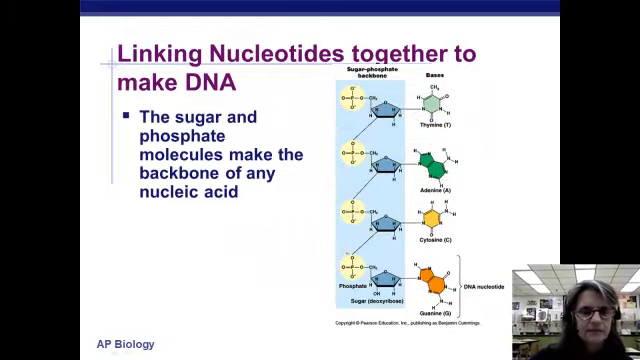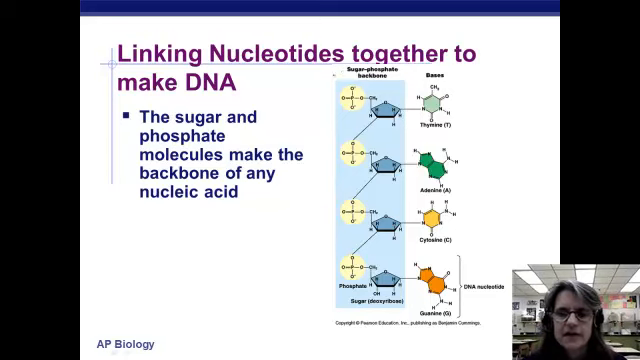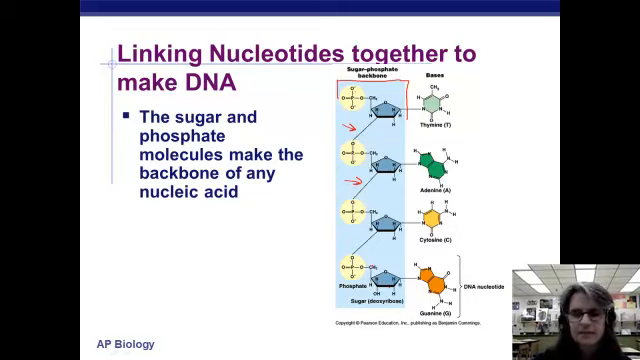Okay? Now, the sugar and the phosphate, and they've highlighted them in this light blue here, make up the backbone of any nucleic acid. These are strong covalent bonds. They are not easily broken. This is the backbone. Phosphate sugar, phosphate sugar, phosphate sugar, phosphate sugar. That's the backbone. Phosphates and sugars are always the same.